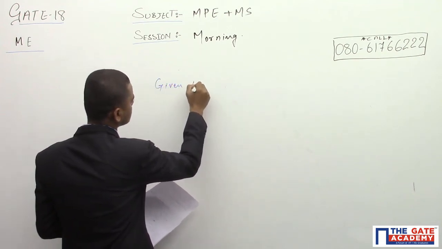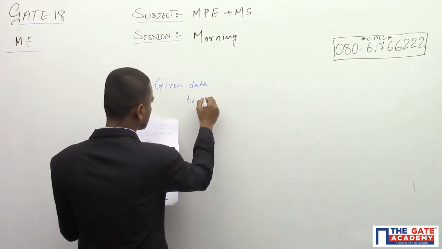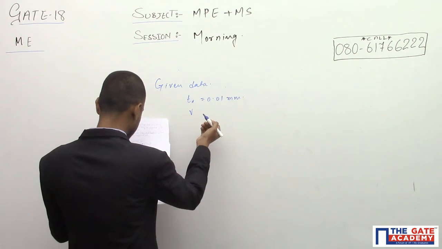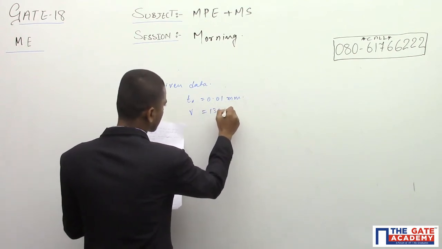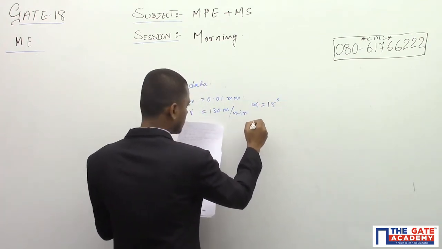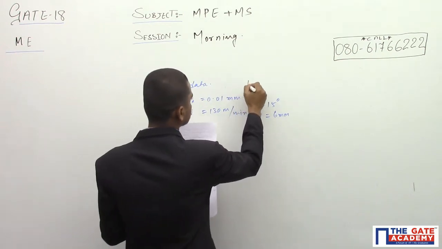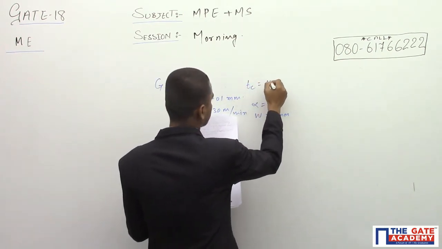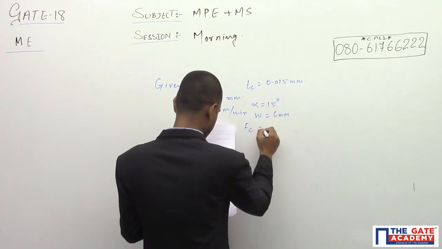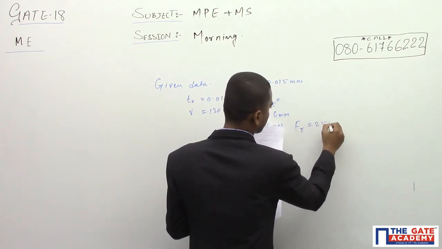So given data, we have uncut chip thickness, which is T0, equal to 0.01 mm, cutting speed equal to 130 meter per minute, rake angle alpha 15 degree, width of cut W equal to 6 mm, and chip thickness TC equal to 0.015 mm, cutting force FC equal to 60 Newton, and thrust force FT equal to 25 Newton.